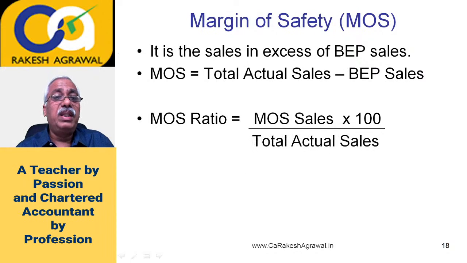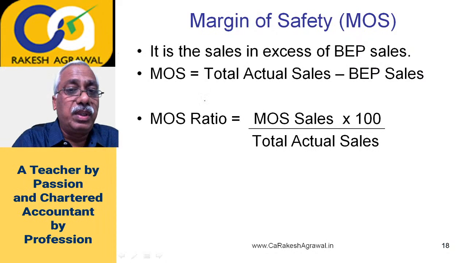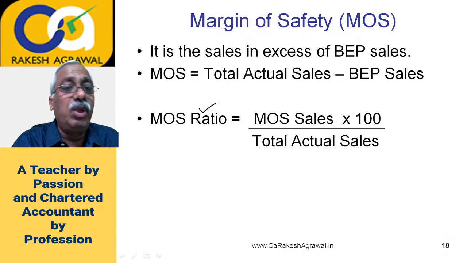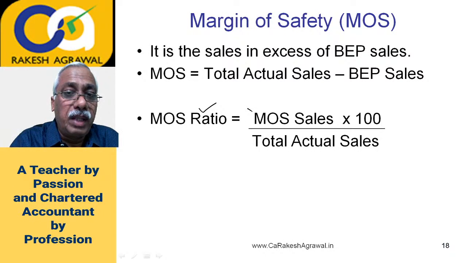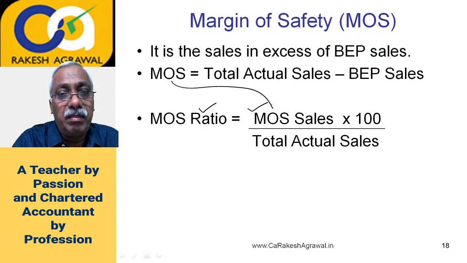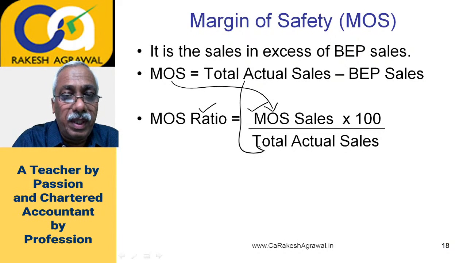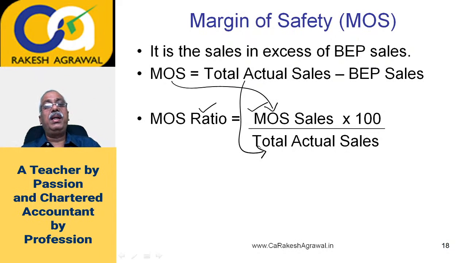Now if you want to convert this margin of safety into a ratio, sometimes in the question they tell you to calculate the MOS ratio, that is margin of safety ratio, then you have to do this. Margin of safety sales divided by total actual sales, this is the denominator, into 100. So you will get it as a ratio. Margin of safety sales divided by total sales into 100, you will get the margin of safety ratio.